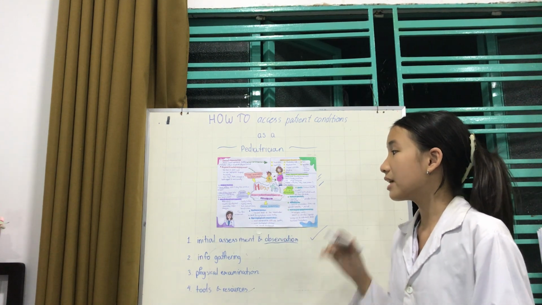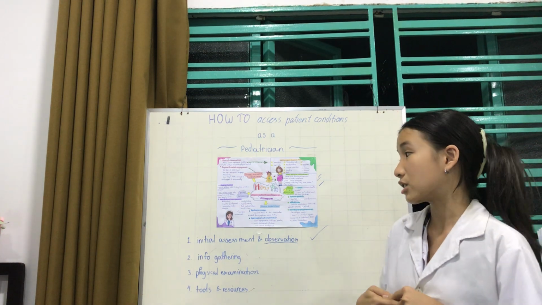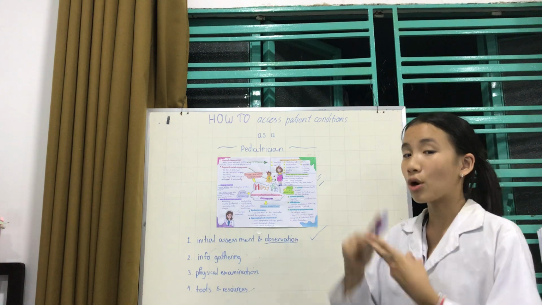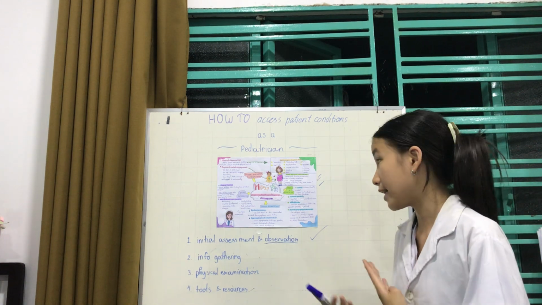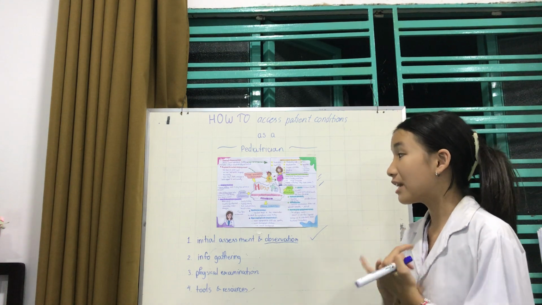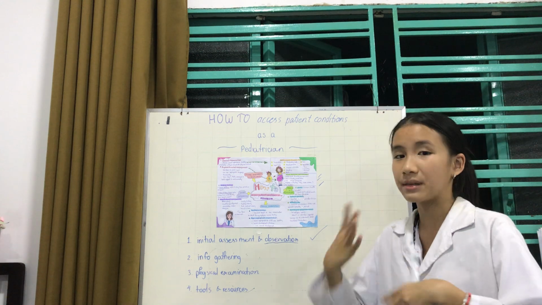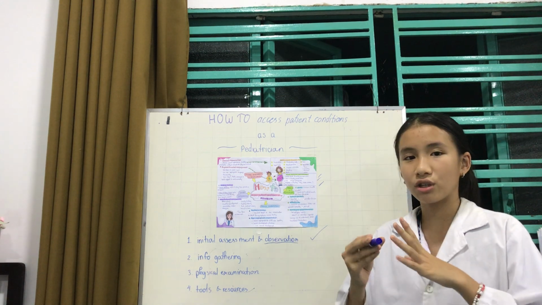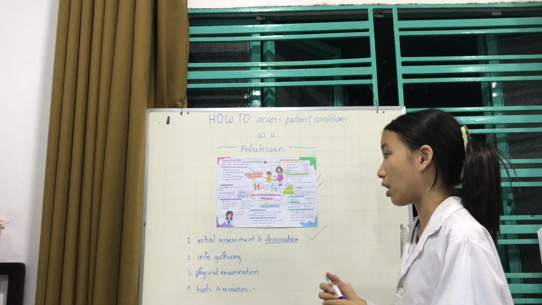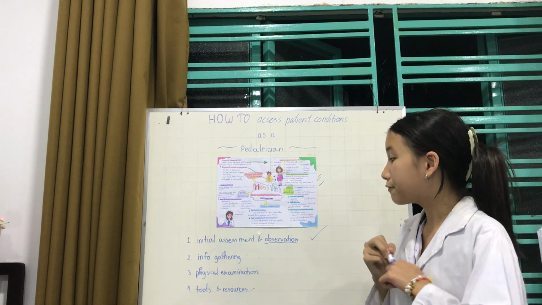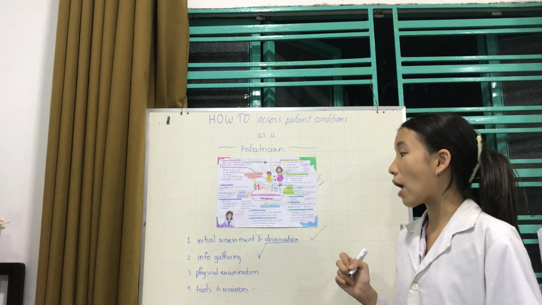Next are some key historical components that are essential when I'm taking history. I need to take birth history, growth and development, vaccination status, allergies if they have any, family history, feeding history, past medical history, as well as social history, which means, for example, the home environment, etc. So that is the information gathering. Next is the physical examination.